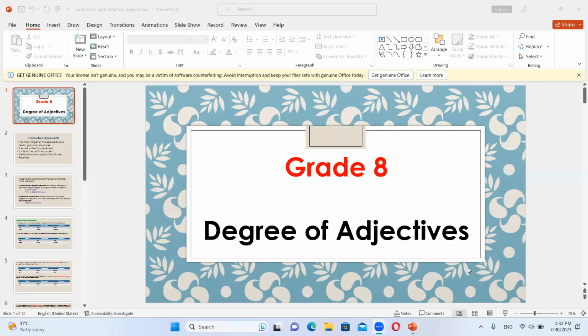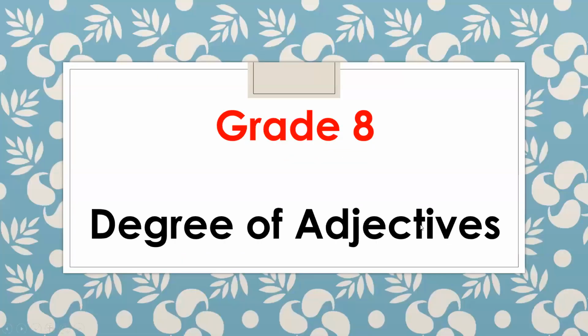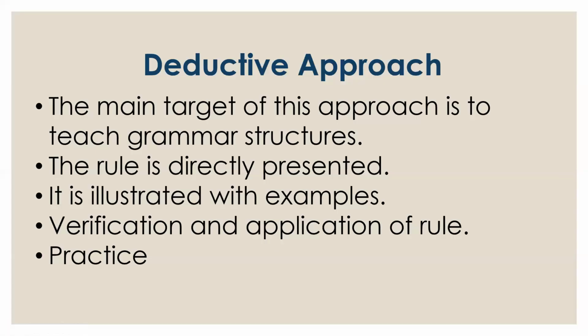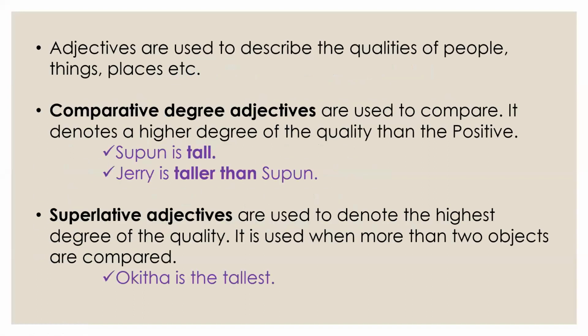I have selected grade 8, degree of adjectives. So first, under the deductive approach, our main target of this approach is to teach grammar structures. So there the rule is directly presented and illustrated with examples. Finally, the next step is verification and application of the rule. And finally, we go to the practice session. Yeah, so practice also in isolated sentences, not in context.